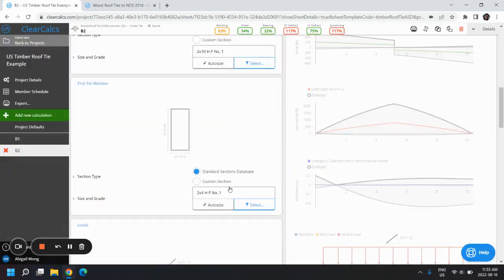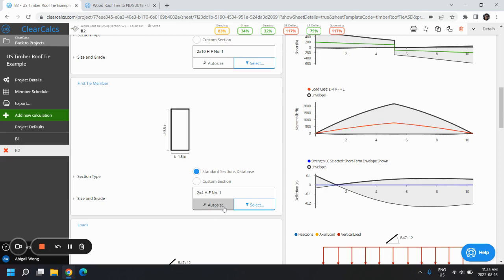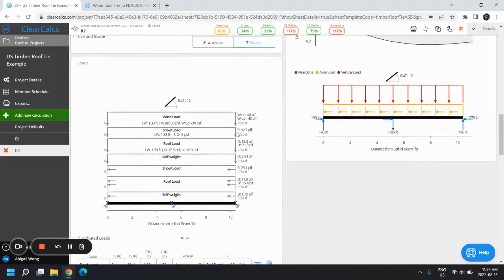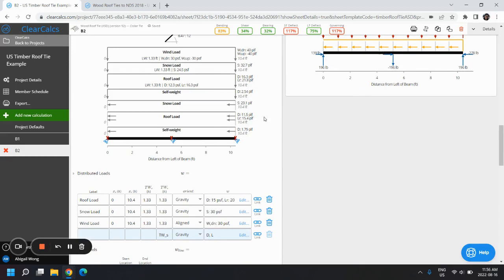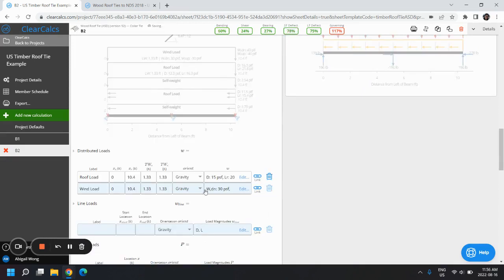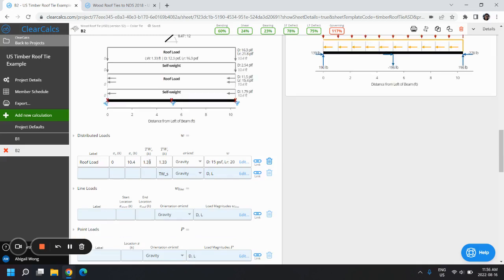For these members, we can also use the auto size feature that we have. However, we can only do this if we had already configured the preferred sections in our project details page over here. So next we have our loads, and we have just a roof load with a tributary width of 16 inches. So I'm just going to delete these for now. And for our tributary width, we wanted 16 inches, and currently we have 1 foot plus 4 inches, which works out to 16. So we're good to keep that as is.